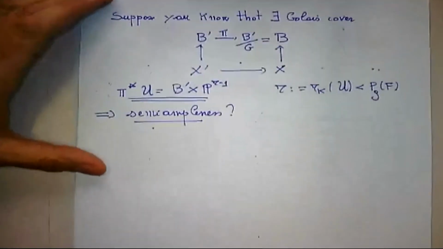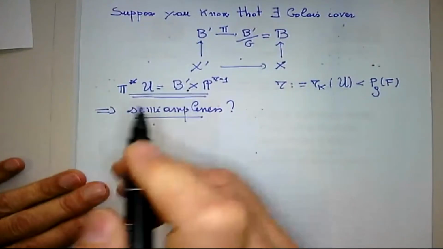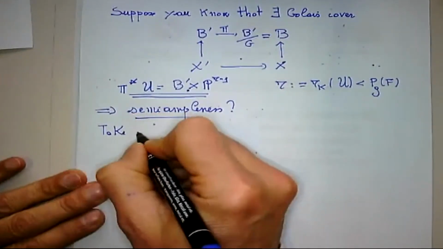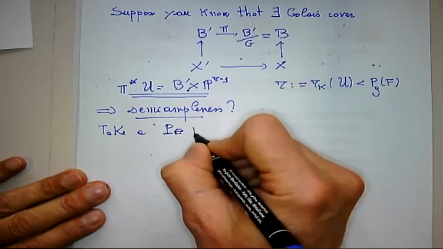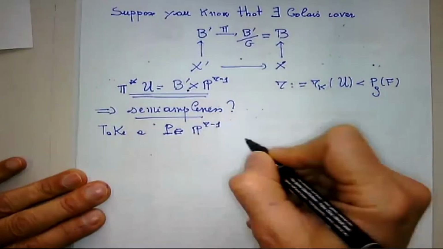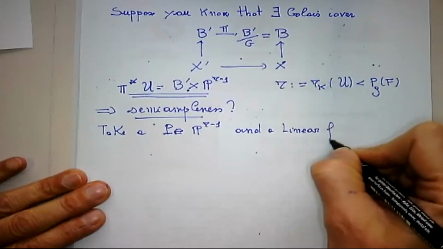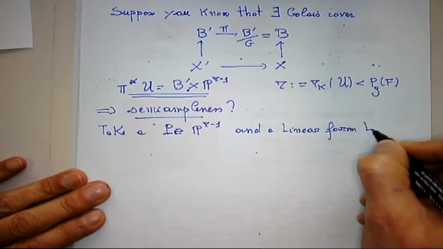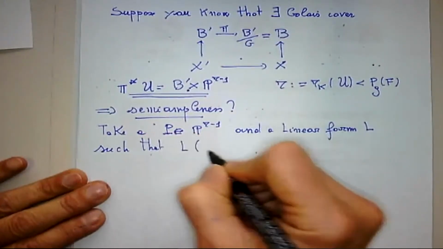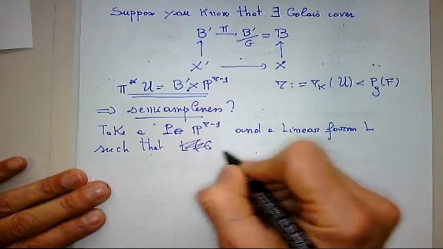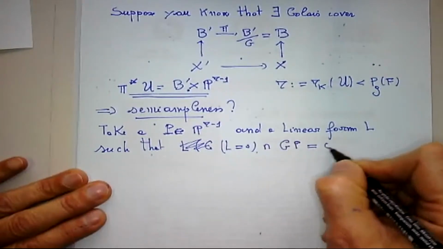This is easy. That's why I can show you quickly. Because if this happens, take a linear form, take a point P inside P^{r-1}, and a linear form L, such that L equals 0, intersection the orbit of P is empty.